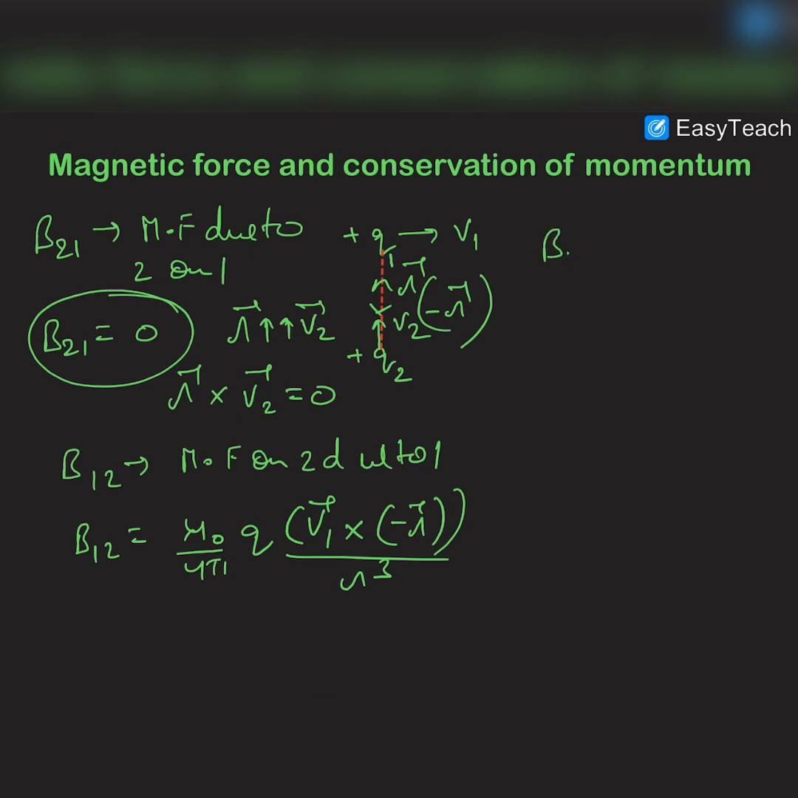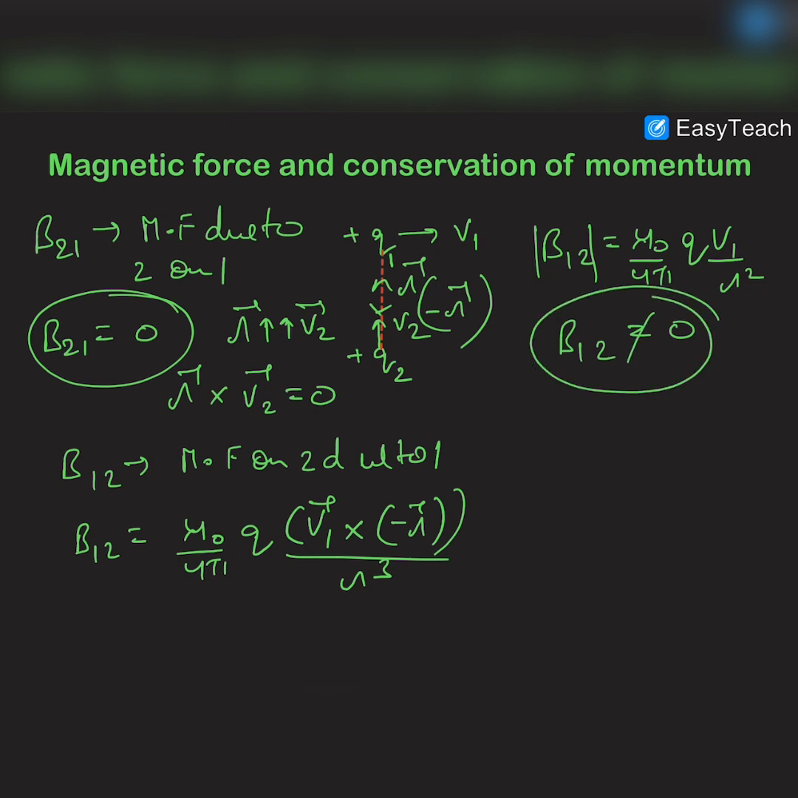So B12, if we talk about the magnitude only, will be equal to mu naught by 4 pi, Q V1 by R square, and the cross product will yield sine theta, and theta will be 90, and therefore sine 90 will be 1. So you can see that the magnetic field on 2 due to 1 is non-zero, although the magnetic field on 1 due to 2 is 0.